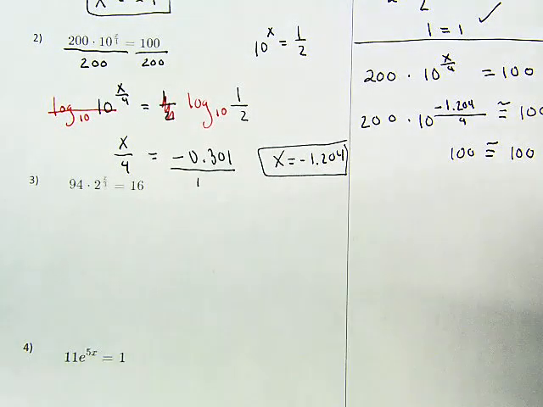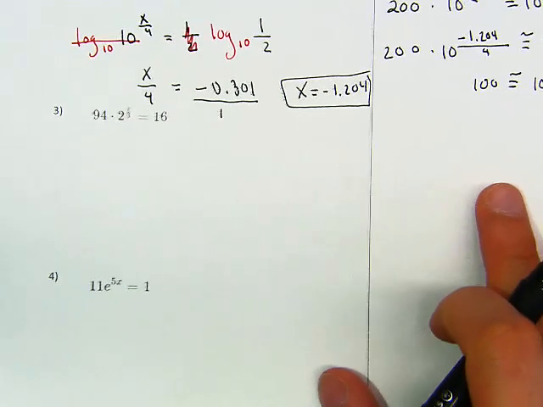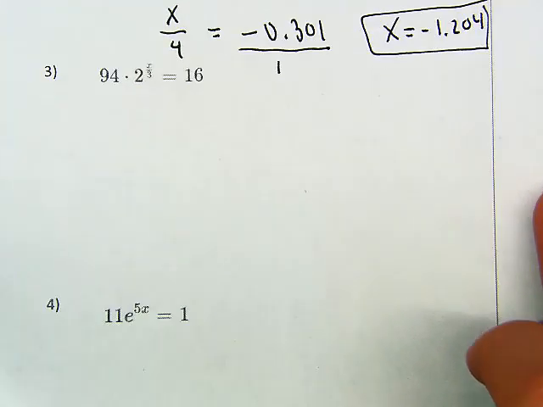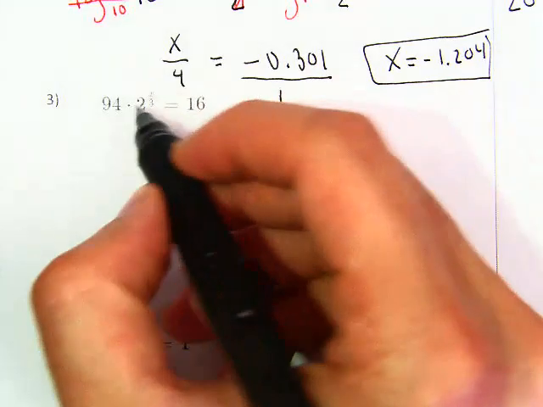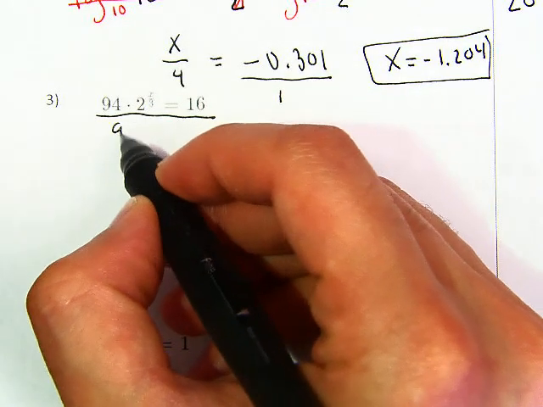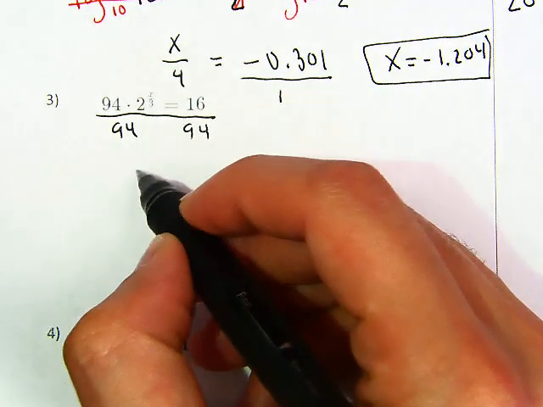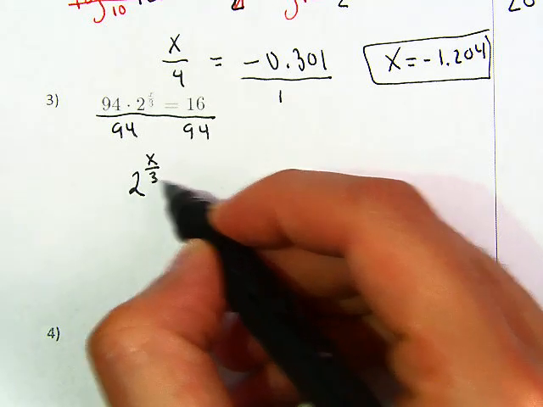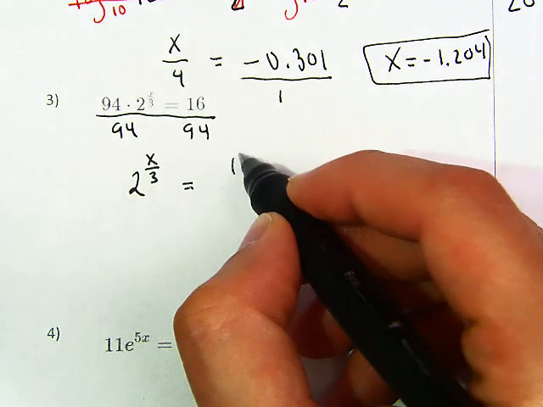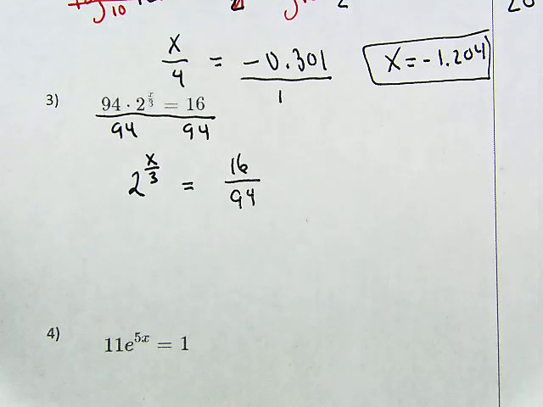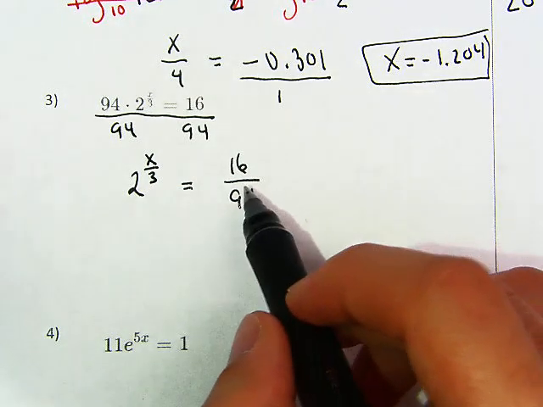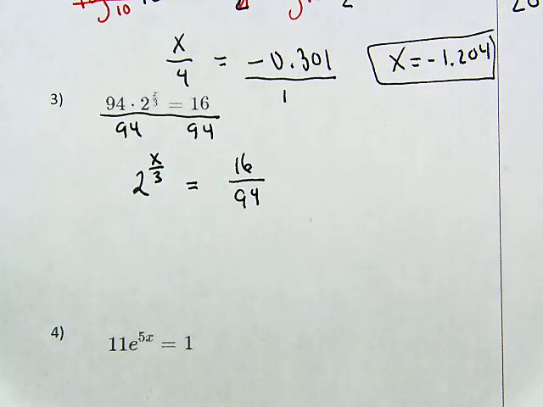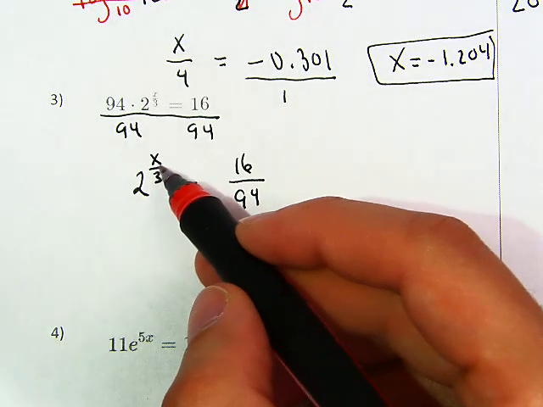All right, so now if you want to see me do it, what we want to do is get this x by itself. So let me zoom in a little bit. Now we're going to divide both sides by 94. So 2 to the x over 3 is equal to 16 over 94, right? If you want, you could simplify this fraction. But the main idea is, how do I get the x by itself over here?